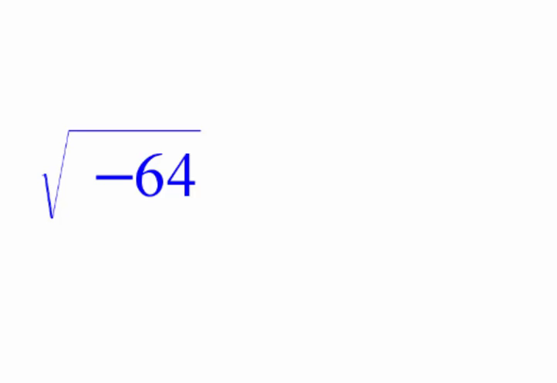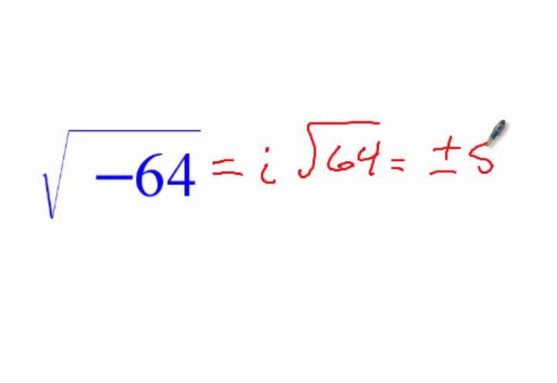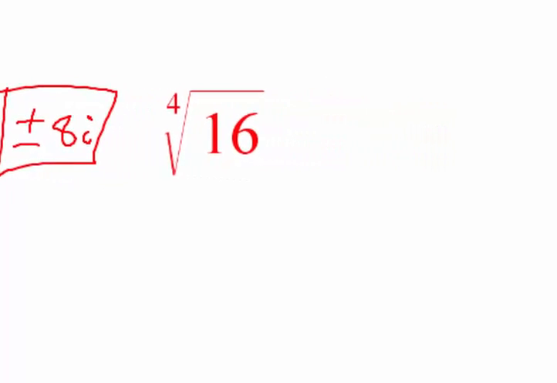Square root of a negative 64. Can I square root a negative? No, because it's an even root. So how do I handle the negative? I need an i, right? So I get i square root of 64. And what is the square root of 64? Close, not 8, but plus or minus 8. So you get plus or minus 8i. So again, if you're dealing with an even root, you must include plus or minus.